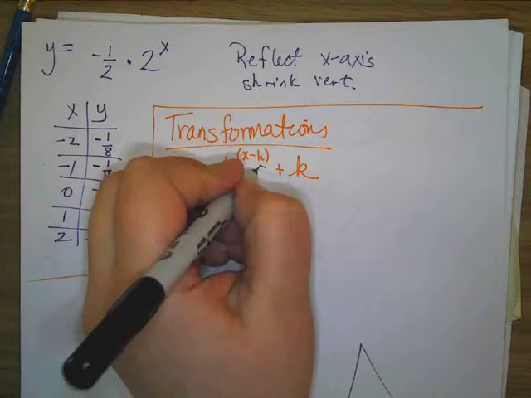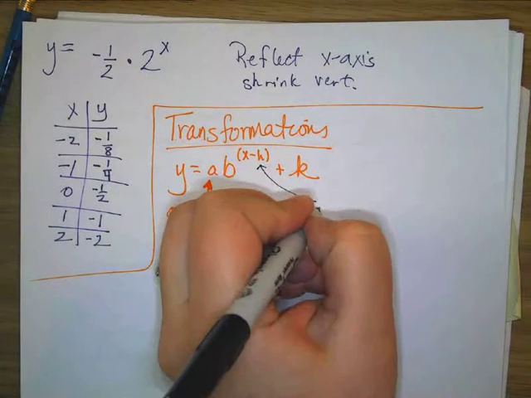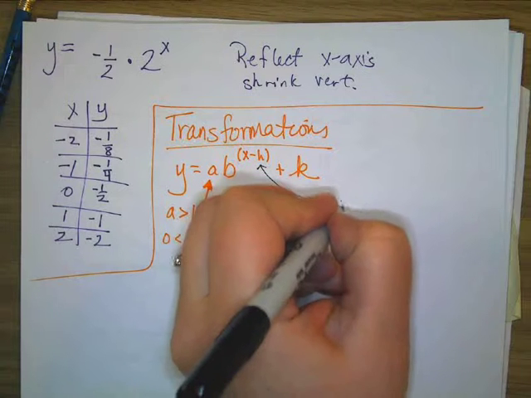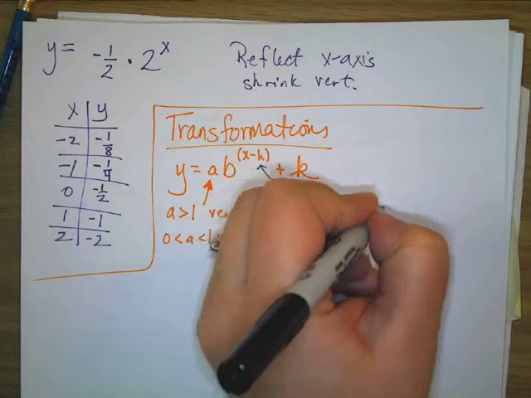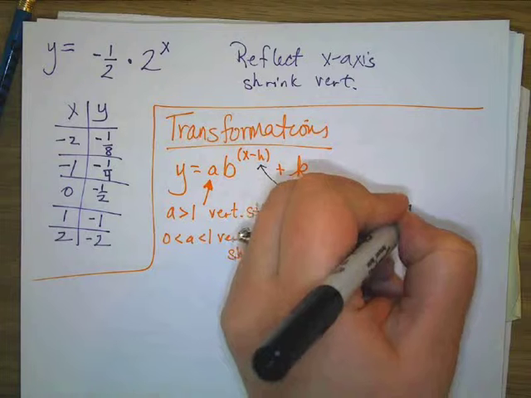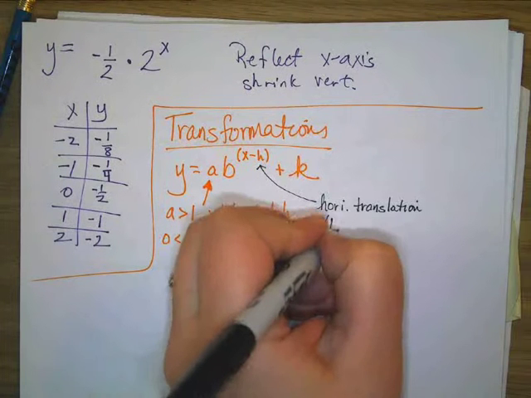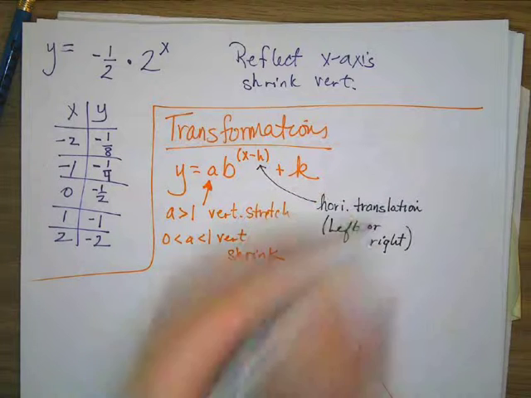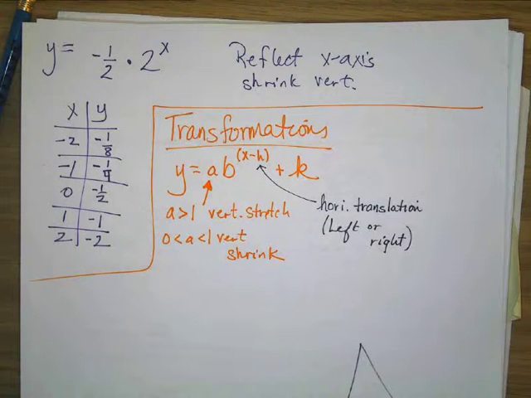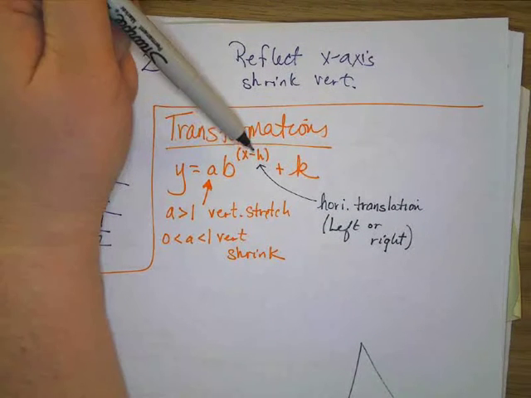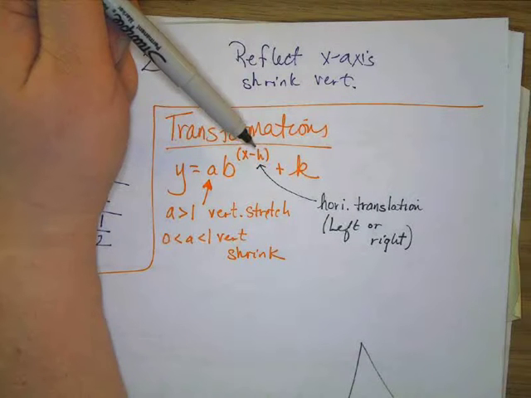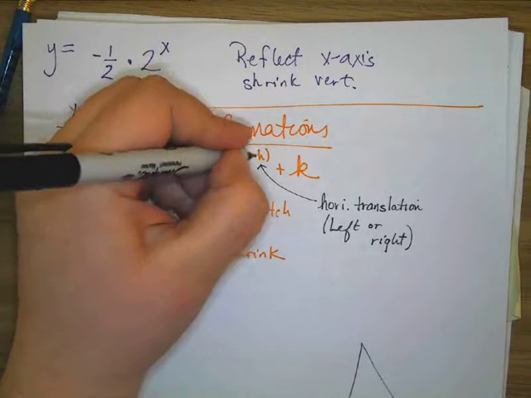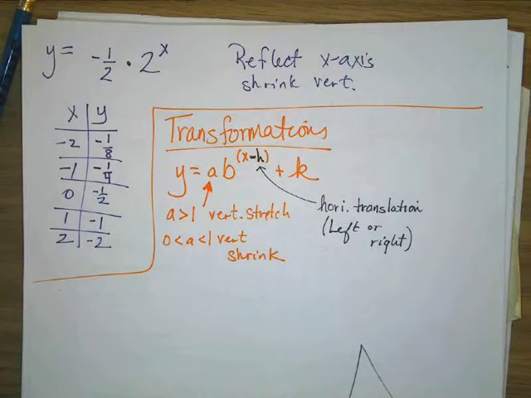The H, that's the horizontal translation. In other words, that's the left or right. And what do we know about the thing in here? It's always the opposite of what it looks like, right? When it's done up there with the X. So if this was -3, we'd actually go to the right 3. We'll do examples, don't worry.